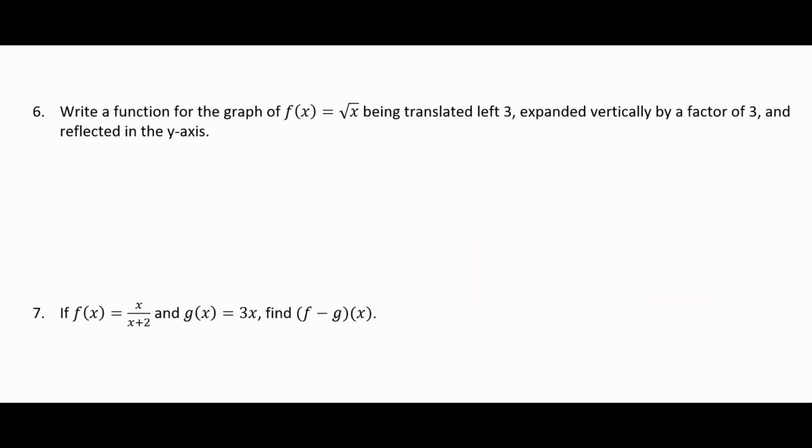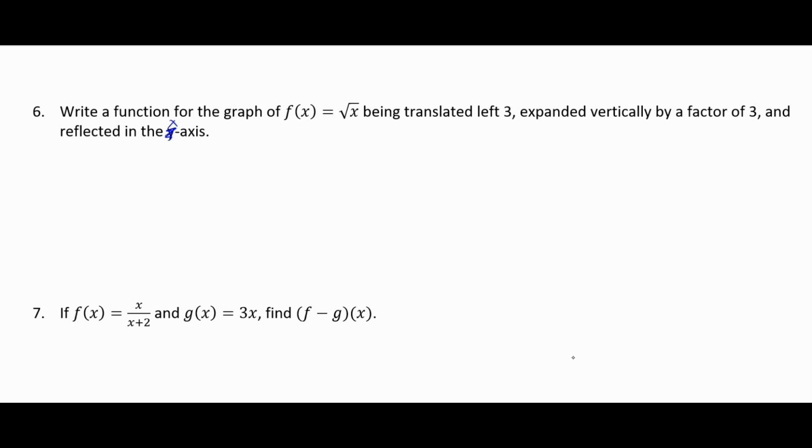All right, moving on to number 6. I think I changed this one. This should be reflected in the x-axis. But write a function for the graph for square root of x, translated left 3, expanded vertically by a factor of 3, and reflected in the x-axis.